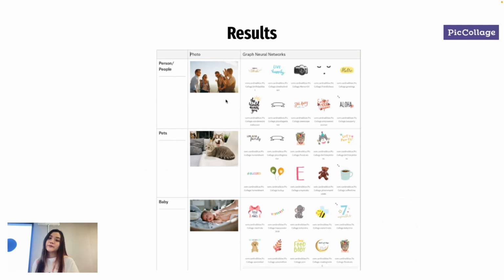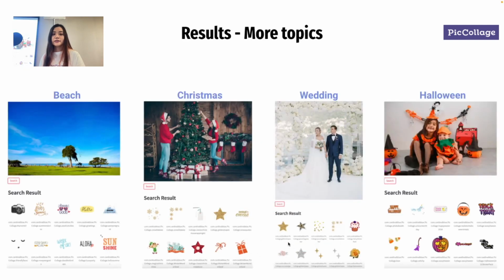For example, for people at a party, it will give things like "live happily", or a camera or some sunshine. If we input pets, we can get a cat, some paws and some coffee, just very chill and happy. For a baby, we can have some cute stickers. For other topics, like the beach, we can have a camera and some sunshine like here. For Christmas, we have Christmas stickers, and also wedding and Halloween.